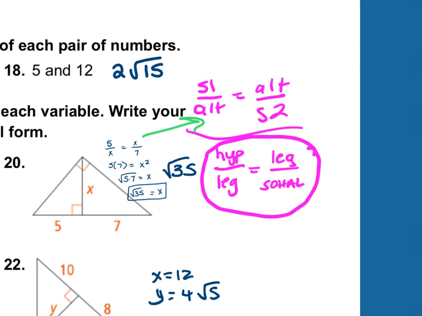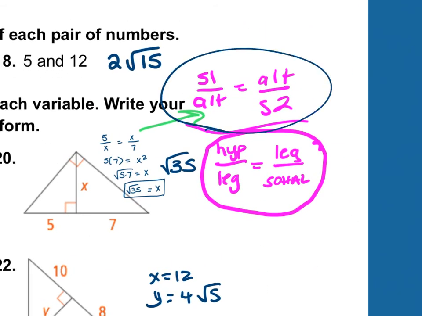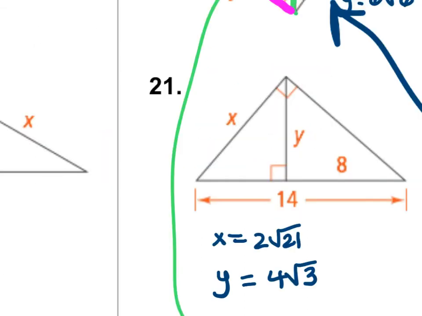These two. So S1 stands for segment 1 over altitude equals altitude over segment 2. And then hypotenuse over leg equals leg over segment of the hypotenuse adjacent to the leg. So I'll do one more of those because that's the other one. Let's just solve for x, and then we can go back and do y if we have the time.